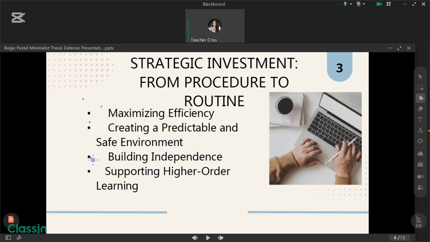Next is building independence. Because you will try to put these procedures into habit, it would turn into their second nature. And the last one is supporting higher order learning, because we will be able to maximize their time and these procedures will not take much of their valuable time. It would give more emphasis on the objectives of our lessons.